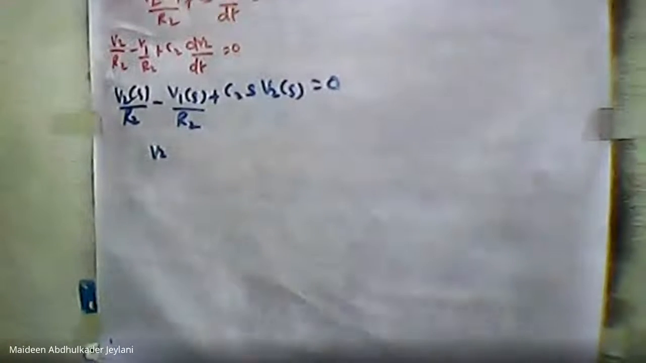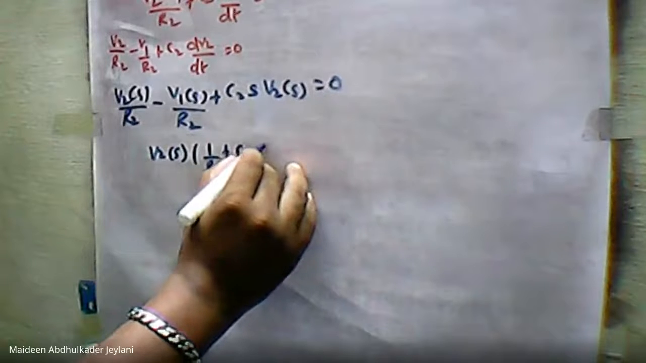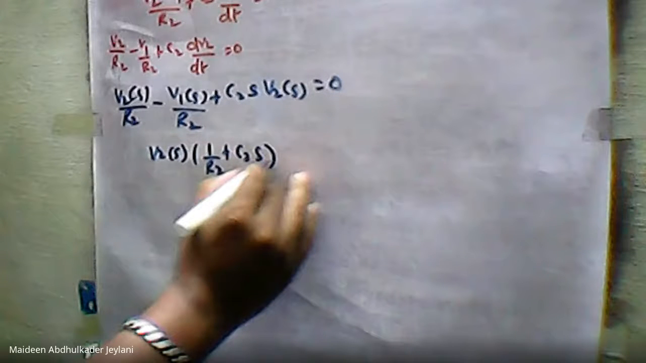V2 of S divided by R2 minus V1 of S divided by R2 plus C2 into dV2 divided by dt, for dV2 we can take Laplace transform. It is S into V2 of S equal to 0. So V2 of S is a common term, take it outside. V2 of S into 1 by R2 plus C2 into S minus V1 of S divided by R2 equal to 0.